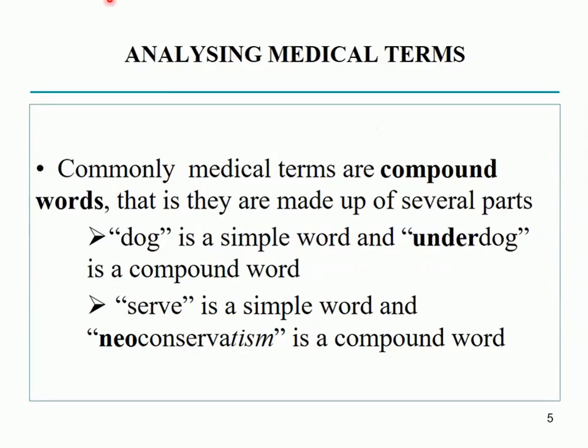Some common medical terms are compound words. That is, they are made up of several parts. So let's explain to you what a compound word is. Now, dog is a simple word, but underdog is a compound word. Serve is a simple word. Neoconservatism is clearly a compound word.